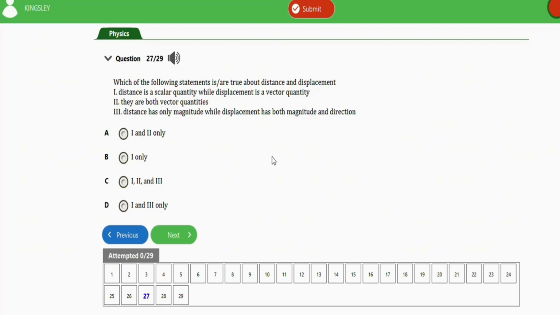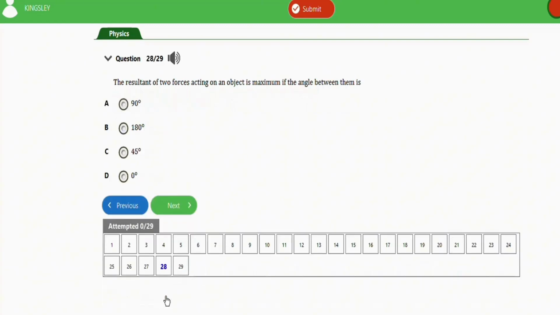Okay. The next repeated question will be this one. It says the resultant of two forces acting on an object is maximum if the angle between them is. So this is an obvious question. It will be 0 degrees.